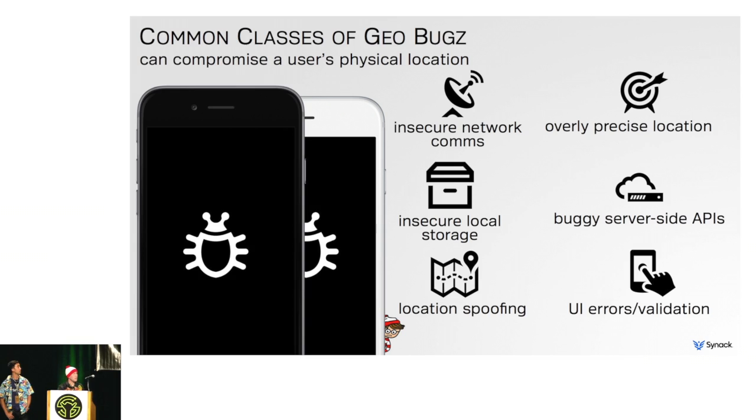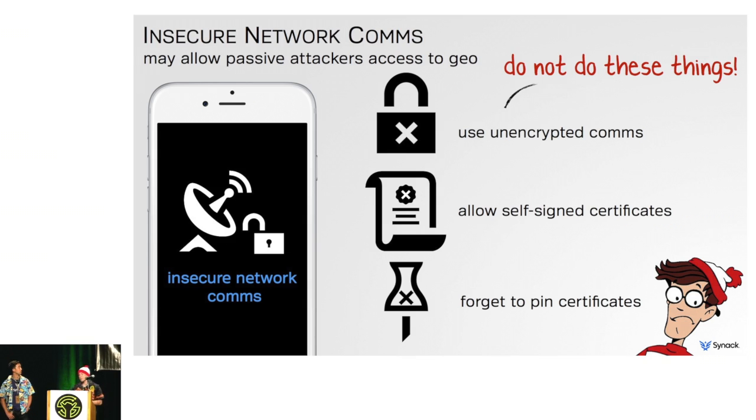All right, so first I want to talk about insecure network communications. If an app doesn't secure its network communications and sensitive information such as geolocation is transmitted, a remote passive attacker may be able to sniff and therefore access this information. So this obviously, from a user point of view, is not ideal. Applications should not use unencrypted comms. They should not allow self-signed certificates. And they should also make use of something called SSL certificate pinning.